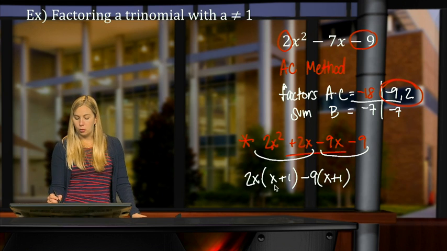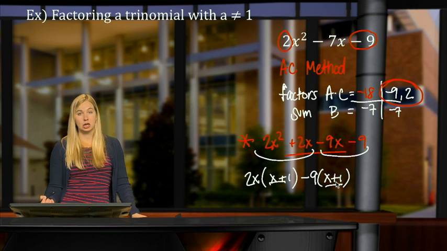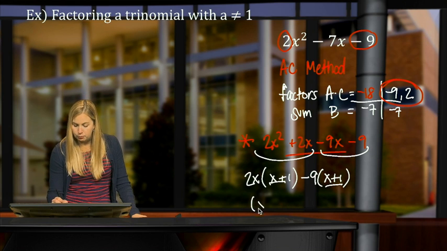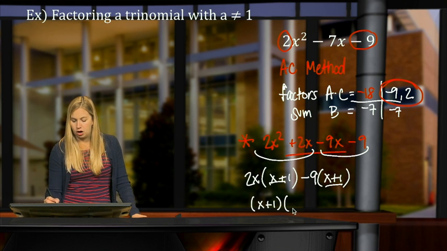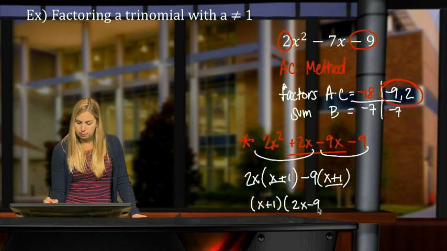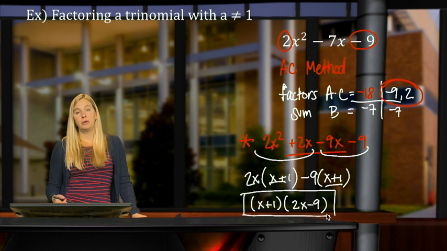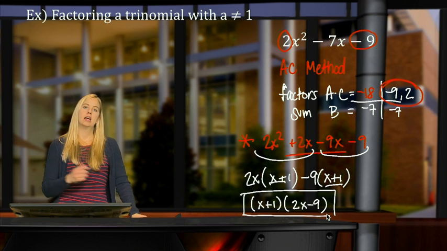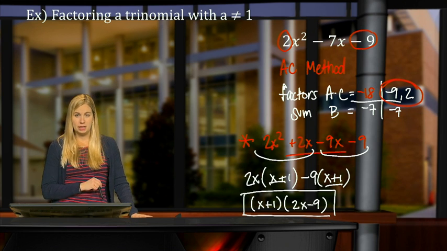So we're going to factor out negative 9, and we're left with x plus 1. Factoring by grouping, we know we're on the right track if these parentheses are the same. Since they are the same, we can factor out the x plus 1, and our other factor is 2x minus 9. You can see that we got the exact same factors as when we tried the trial and error method.